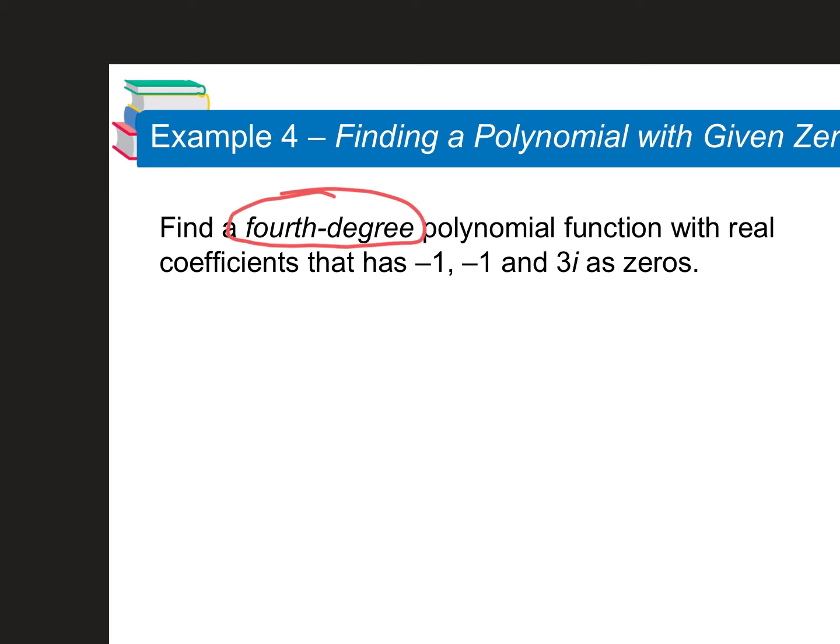So in this example, they told me that x was negative 1, x was negative 1, and that x was 3i. But since you know that this is a 4th degree polynomial, you should have the 4 as your highest exponent. And since you see that i is imaginary, you also have to say, oh, they gave me another zero. It's the conjugate of that. So the opposite or conjugate of positive 3i would be negative 3i.